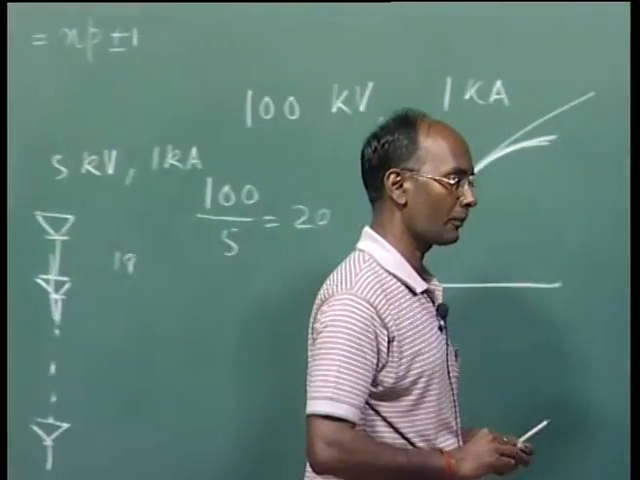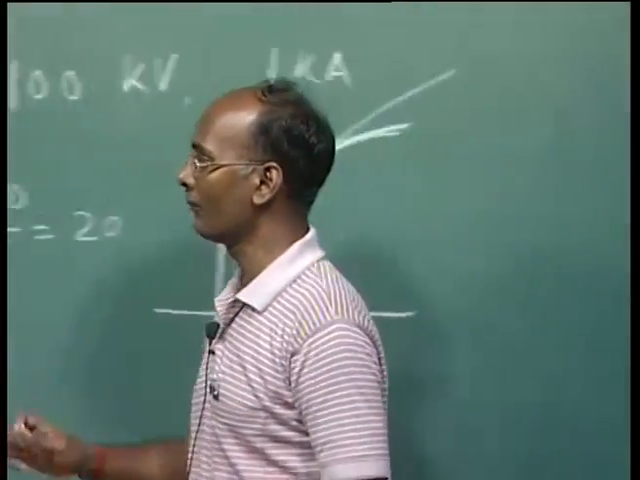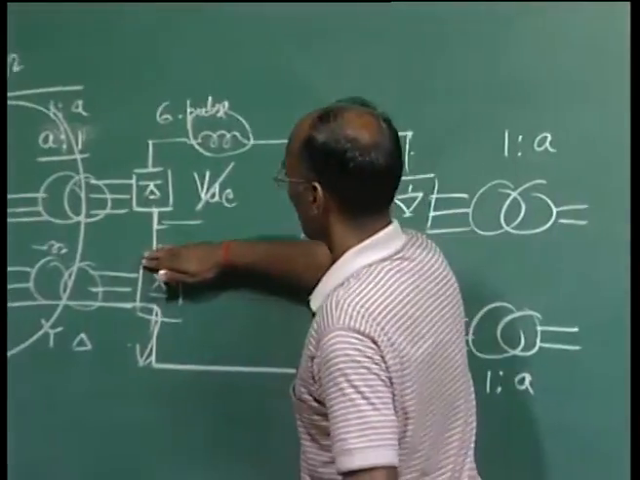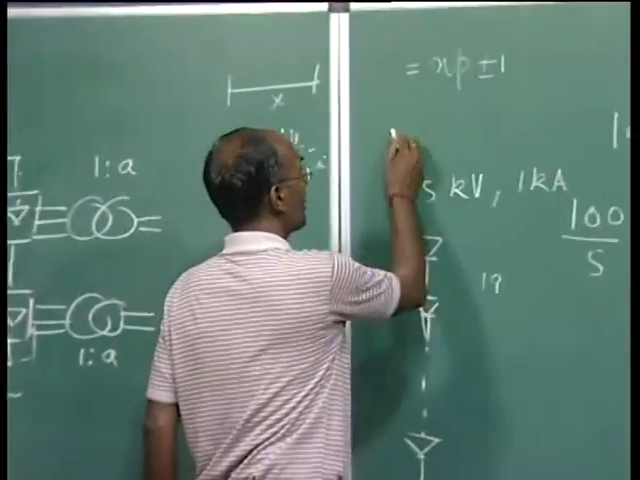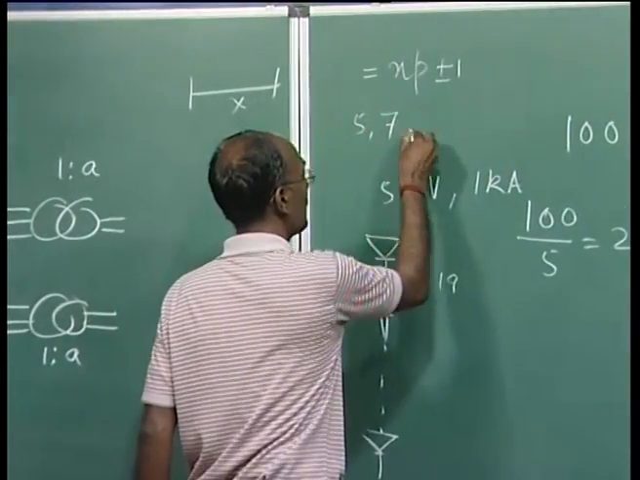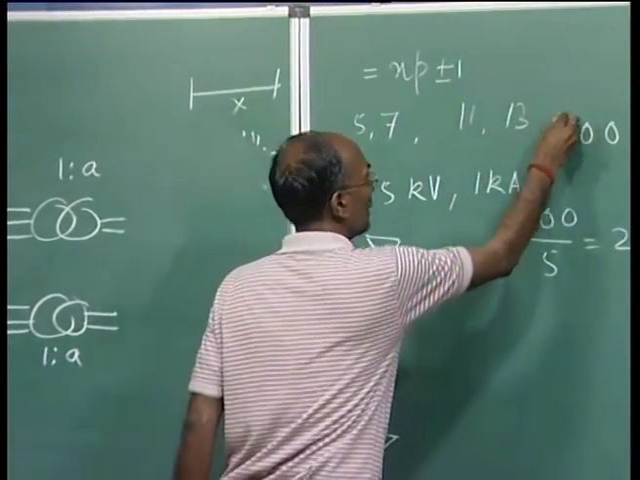If you are operating a 6 pulse converter, means you are using only this one half of this, you are going to have harmonics at the fifth and seventh, 11th and 13th, and so on.